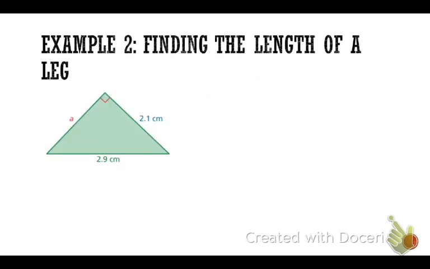Example 2, finding the length now of a leg. Okay, so now I'm finding a different side of the triangle. Now, instead of solving for c, I'm going to solve for a. All right, so now the question is, and please don't say it out loud yet, which side is my b? Which side is my b? No, don't say it out loud. Which side is my b?